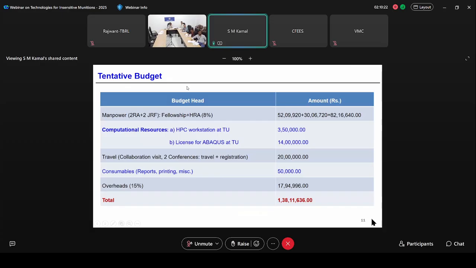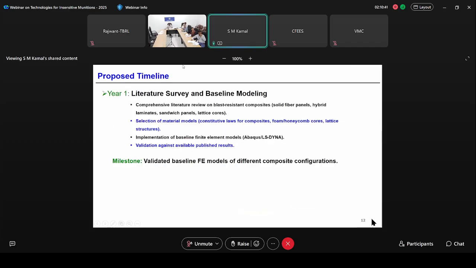So this is the tentative budget. Again, the budget is similar to the first proposal. The maximum budget is for manpower, and we're considering travel on the higher side for collaborative visits and conferences. So it comes out to approximately 1.4 crore. This proposal is considered to be completed in a 3 year timeline.